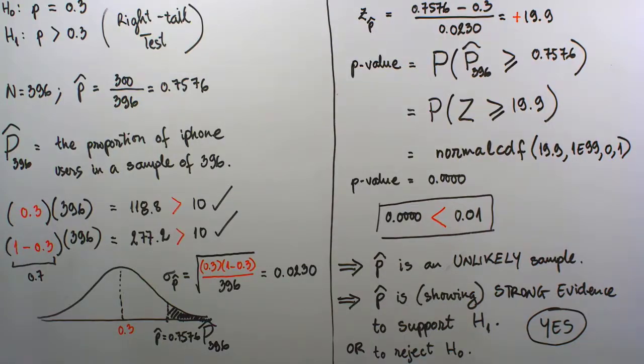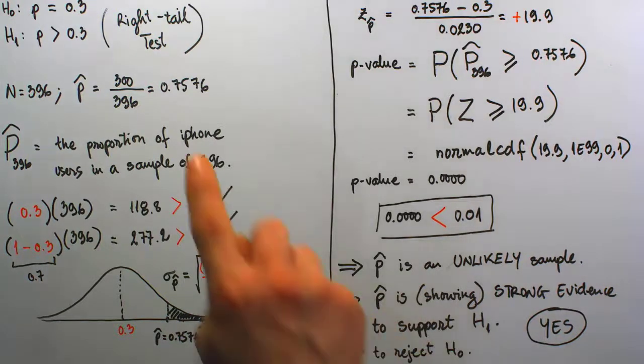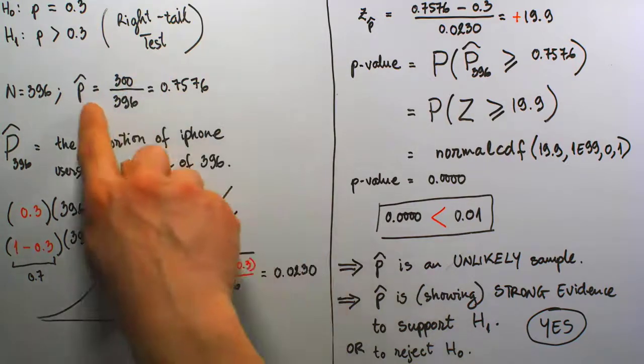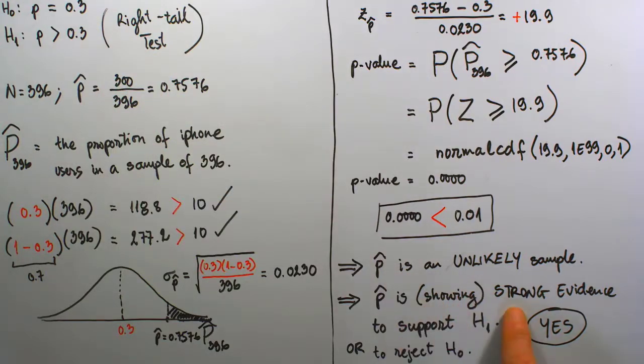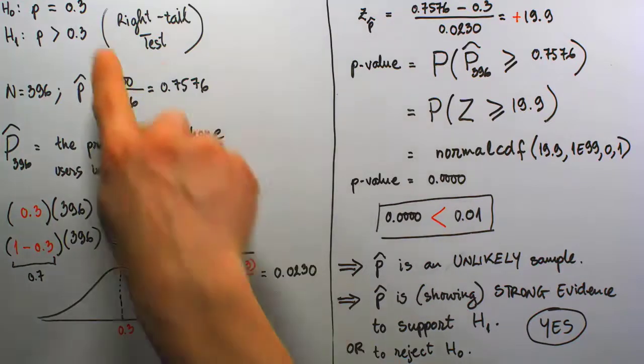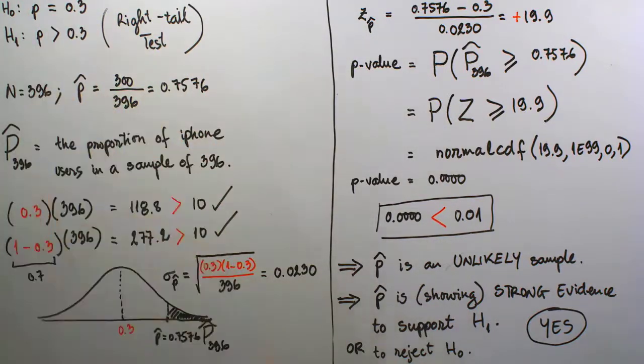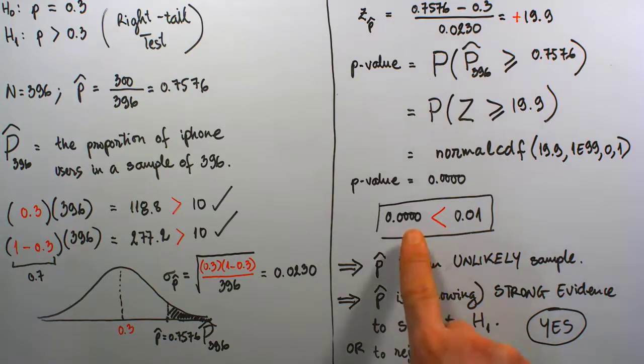So now that we have finished carrying through all the steps that need to be done in order to prove that our sample showed strong evidence to either reject H sub 0 or to support H sub 1, the two hypotheses here, ultimately we answer yes to the question of whether or not our sample was showing strong evidence. So yes, we knew that our sample was showing strong evidence based on the p-value that we have calculated here.